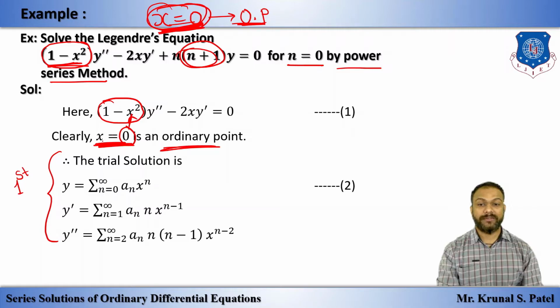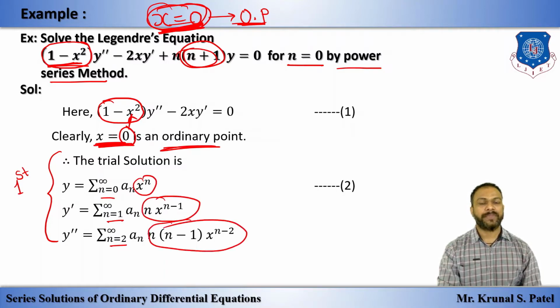Okay, because we have x is equal to 0, x 0 is 0, so x raised to n, x raised to n minus 1, x raised to n minus 2. And sigma running from n is equal to 0, n is equal to 1, n is equal to 2, and we have derivative of this term is this, and derivative of this we have this. Okay, so we have to write down trial solution.